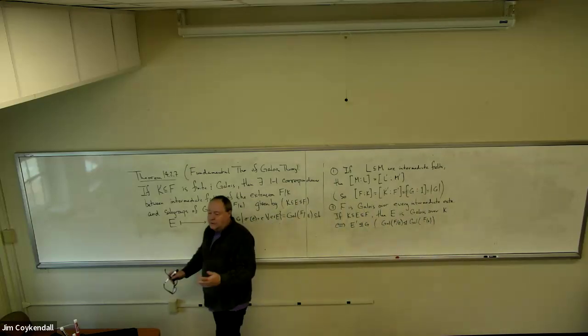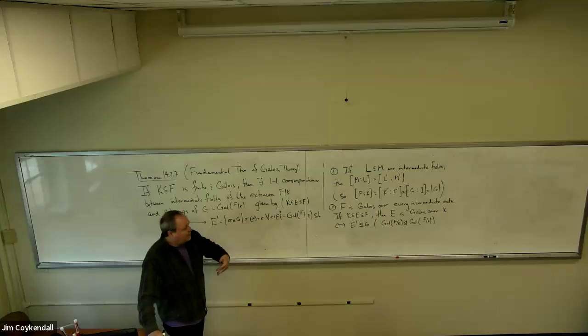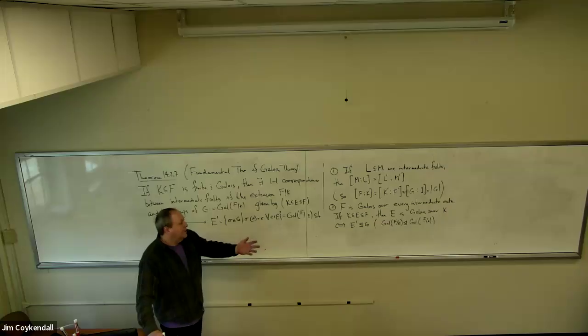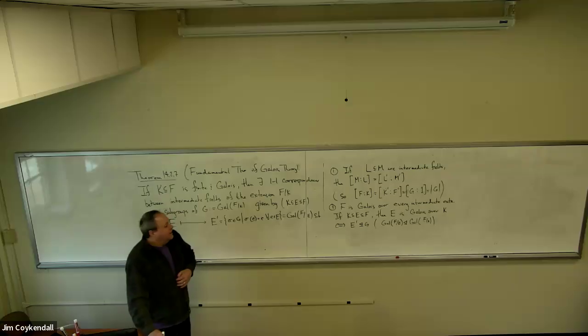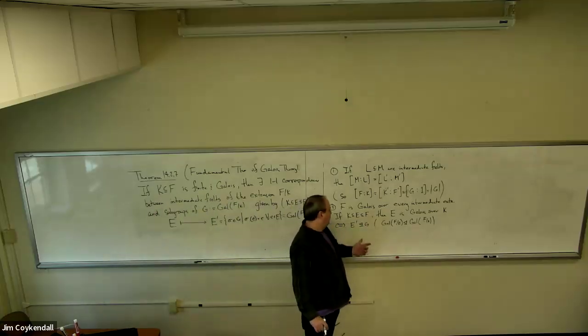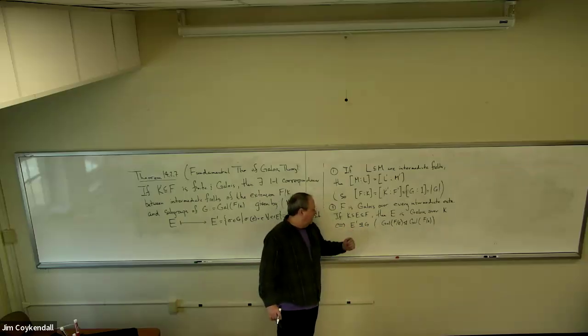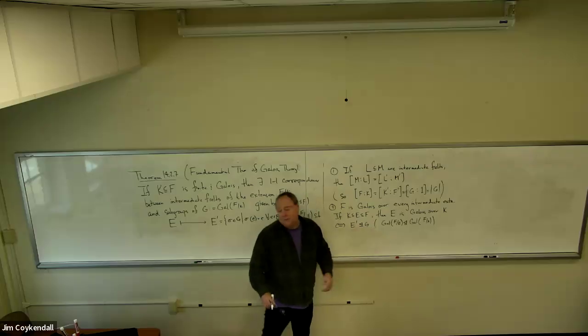So it's not always necessarily true that an intermediate field is Galois over the base field. Of course, it certainly is sometimes. For example, if the Galois group is abelian, then every subgroup is normal, things like this. But this is a condition needed. E is Galois over the base field if and only if E prime is normal in K prime.